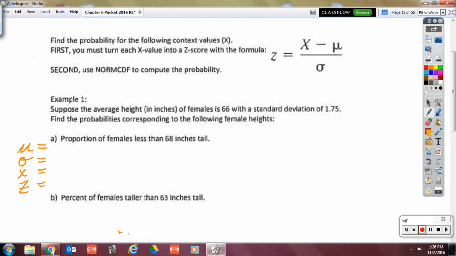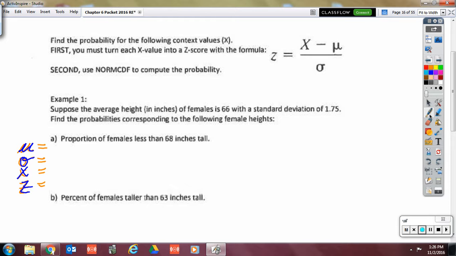Okay? So anytime I have word problems, I pretty much want to list those 4 things for every word problem. Let me get that in a color you can see better. So that's the mean, the standard deviation, the x value, which is the context value, and then, of course, our z-score for standard deviations. All right, so this first one said that the mean of our heights for the females was how much?